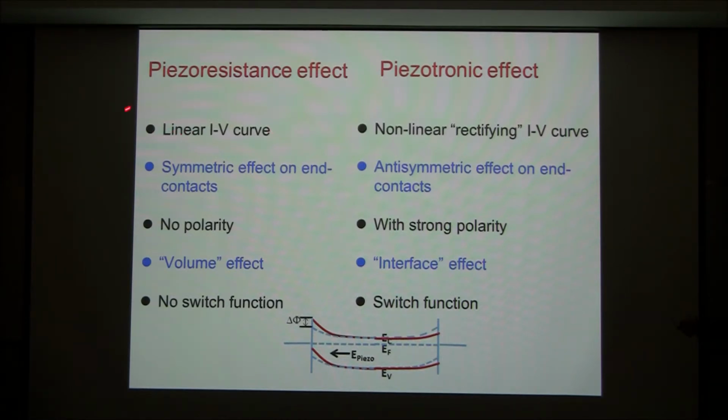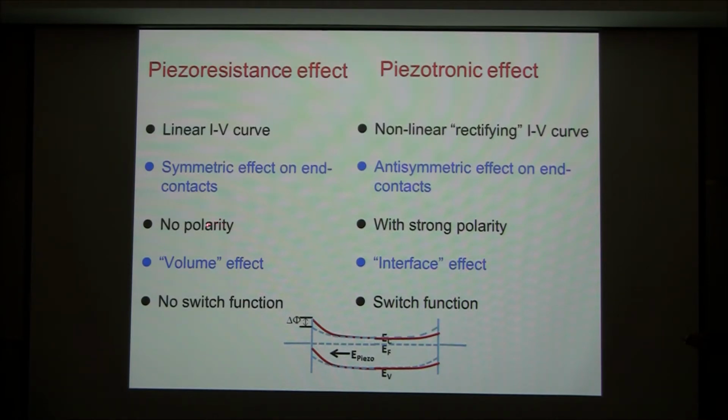This doesn't have a linear curve. This has a non-linear curve and can be rectified. This has a symmetric effect. Regardless of which way you apply the bias, it is symmetric. But this is called asymmetric. That means it does depend on which way has a positive polar charge and which way has a negative polar charge. It's an asymmetric change. This asymmetric change is that if the barrier height raises at this end, it will drop at this end. This is called asymmetric change.